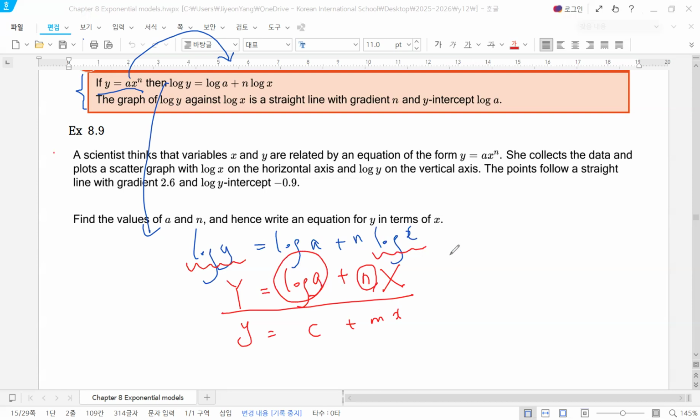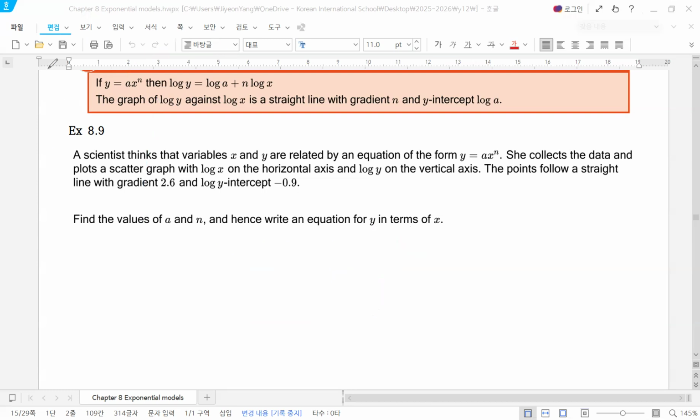Students, do you understand? Yeah, I know it's not familiar, but you can solve this question. Ethan, please read example 8.9.